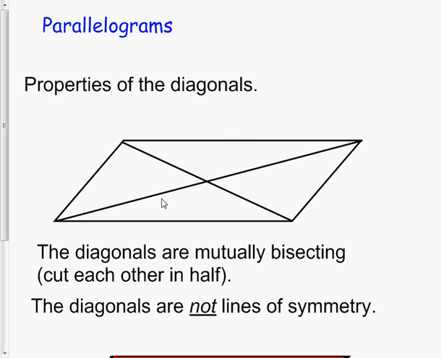What mutually bisecting means is they cut each other in half. So this half is the same as this half, and this half is the same as this half. These lines cut each other in half. That's what mutually bisecting means. The diagonals are not lines of symmetry, however. Even though it makes two equal parts, that does not mean it is symmetric. If you folded it along this line, they would not fold right on top of one another.